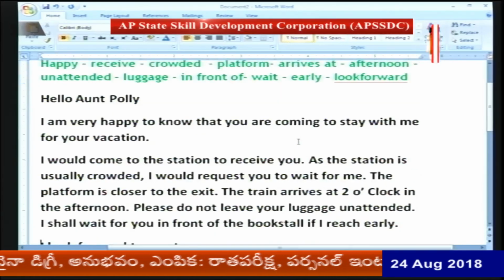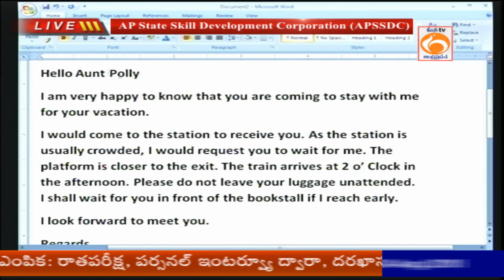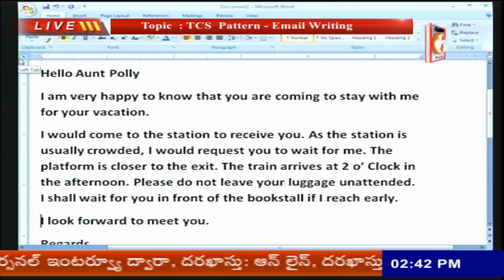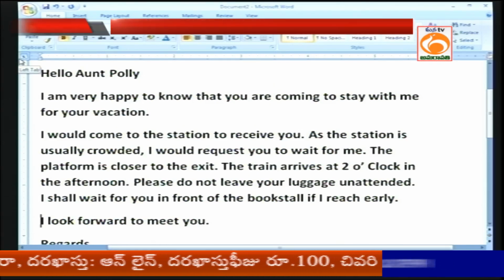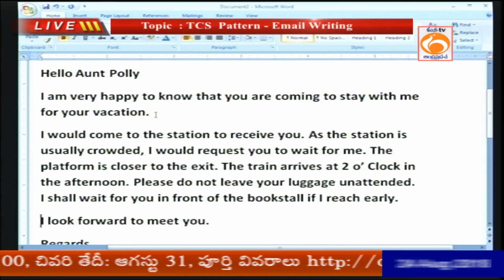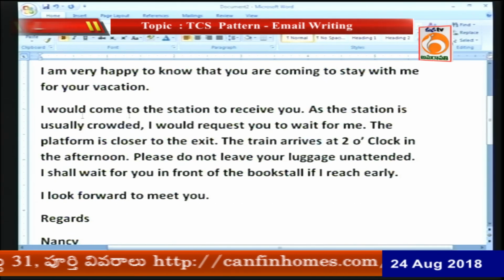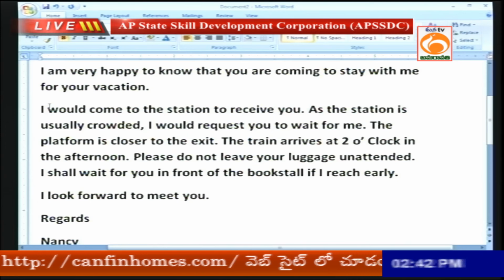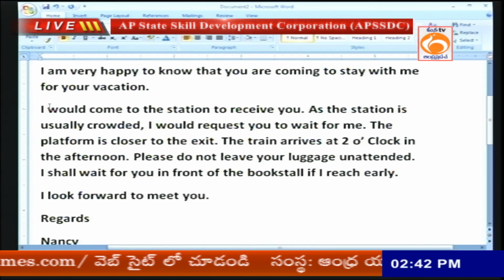So I have written this mail within 10 minutes. I have also used more than 50 words, which is the guideline, and I've also used all the keywords which was mentioned in the particular question. Now this email is perfect. I can click on the submit button in the tool and it should be validated.